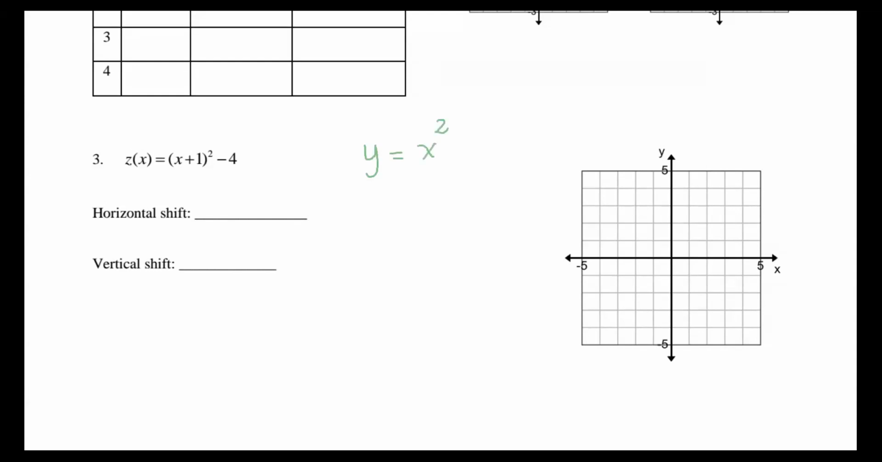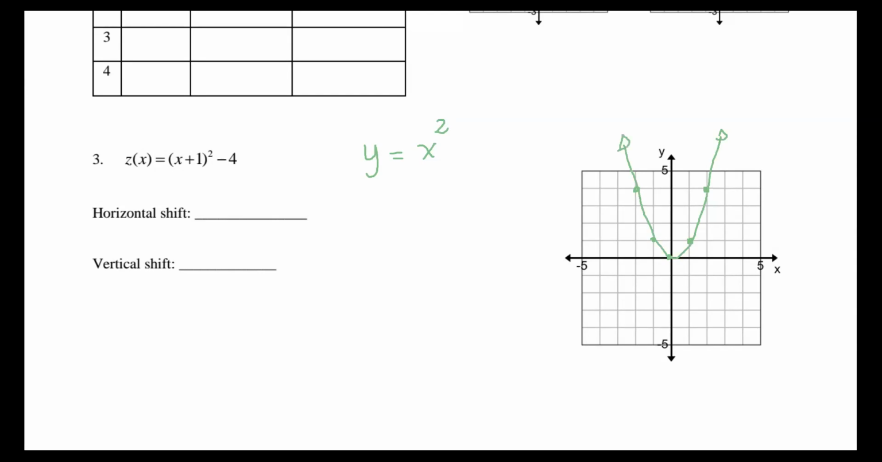This is the parent function, so it's going to be 0, 0, 1, 1, 2, 4, and -1 is the same, and 4. So we can graph this function here.